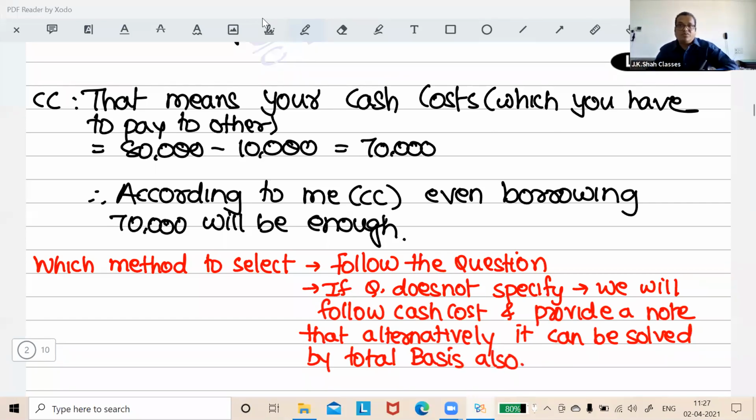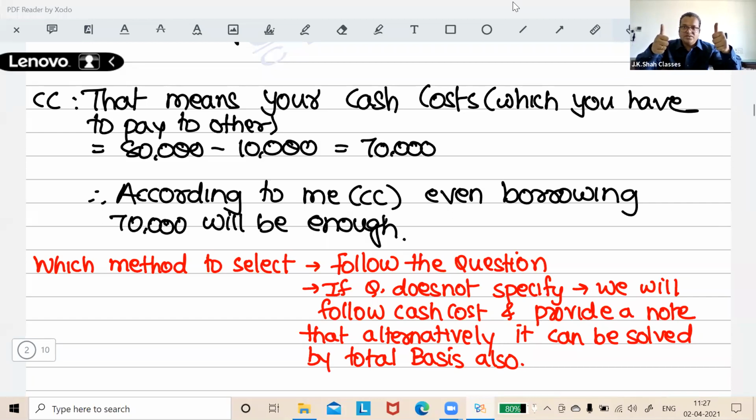So it's like we are more interested in safeguarding our own interest. If the question tells us a particular method, then we have a very simple thing. We will follow that method. But if the question doesn't tell us the method, then we need to think on it. What to do, sir? No problem. As we discussed, cash cost goes with a lower amount. So it's like you have to borrow less. Okay, fine. We will follow cash cost. But to safeguard our answer, what will we do? We'll just write a note. By giving a note, we are safe. So we write a note: method is not specified, I have followed cash cost. Alternatively, what can be done? Total basis can also be done.